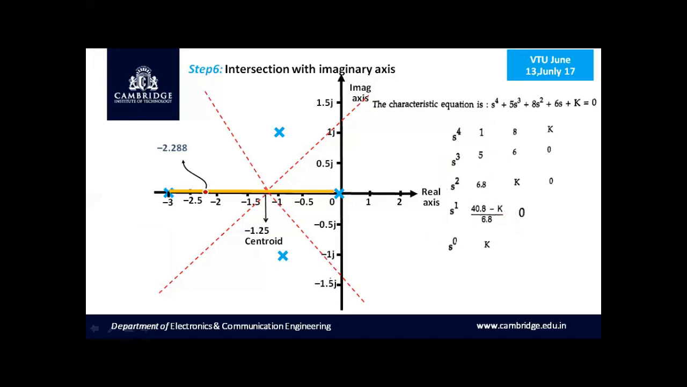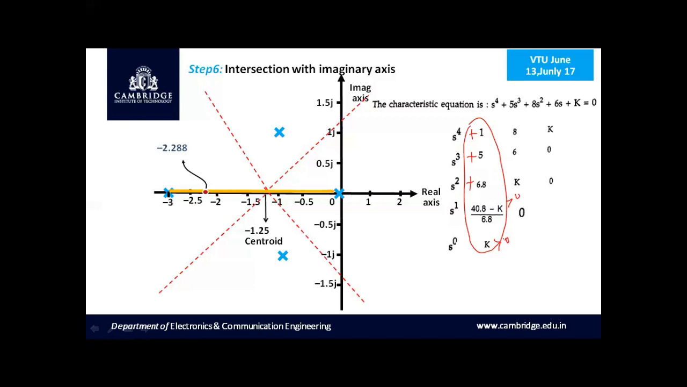Once after generating the route array, we know the procedure, that is interpreting with the route array, looking into the first column of the route array. And for stability, there should not be any sign changes. The first element is +1, second element is +5, third element is +6.8, and the fourth element here, 40.8 minus 5k divided by 6.8. For a system to be stable, this term should be greater than 0. Remember, this should be greater than 0. As well as the last element, k also should be greater than 0. So making use of these two conditions, we can find the range of k.